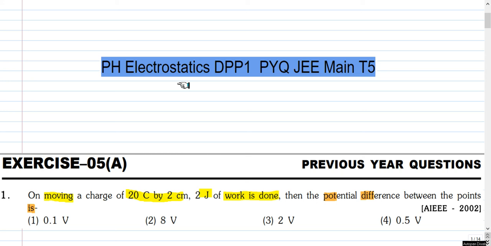In this video, I will discuss some electrostatics problems from previous year's question papers of JEE Main. This is the first question. On moving a charge 20 coulomb by 2 centimeters, 2 joule of work is done. Then the potential difference between the points is. 4 options are given. You can pause the video and attempt this question.